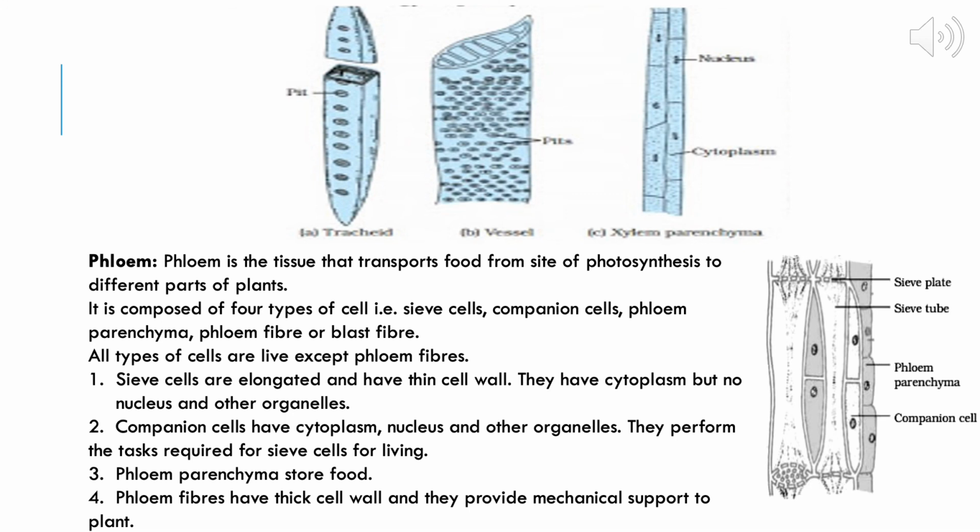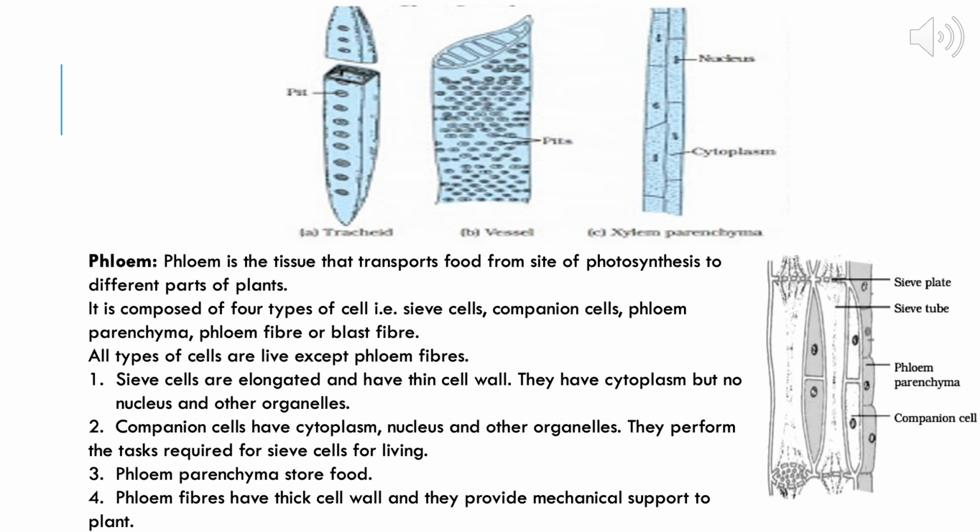The first one is sieve tube, that is the living part. These are tubular cells with perforated walls and transport food in both upward and downward directions. The second one is companion cells. They are also living. They are parenchymatous cells and they lie parallel to the sieve tube. The third one is phloem parenchyma. They are also living and they are made up of living parenchymatous cells.